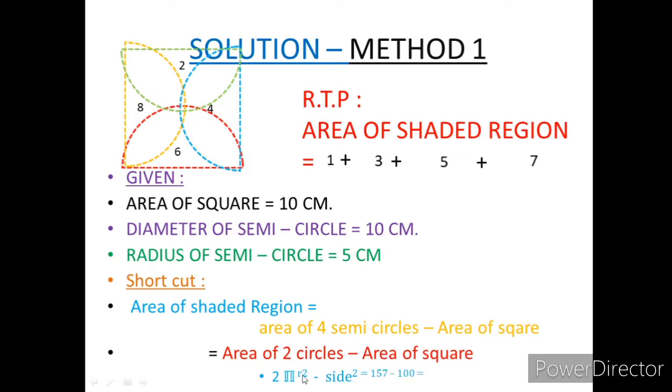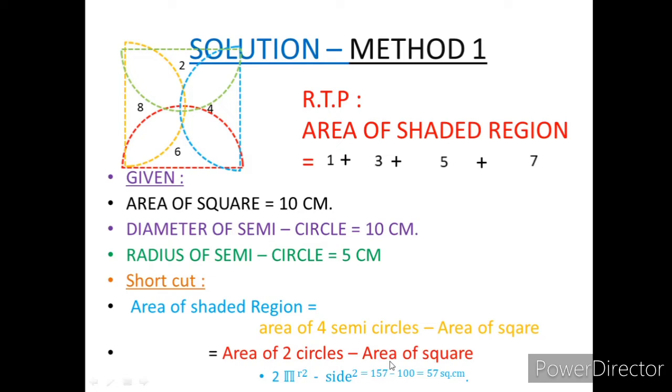Therefore, 2 pi r square is nothing but 157. Side square means 10 square, 100. It gives 57 square centimeters. So if you understand very well, it is just a matter of 2 steps, isn't it?